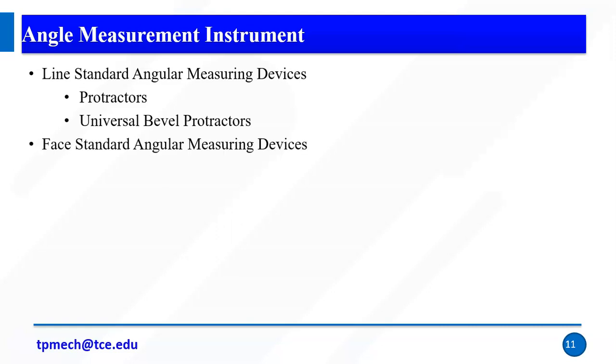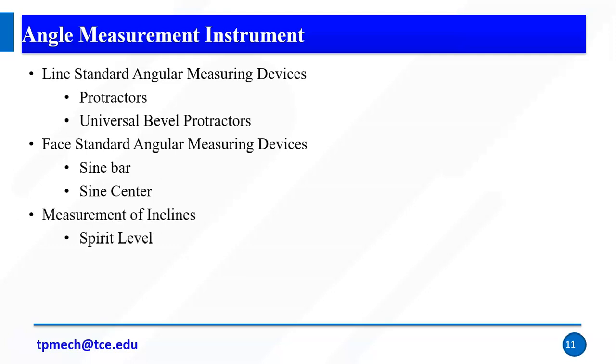The second one is phase standard angle measuring devices, where we have two examples. One is a sine bar, another one is a sine center. The third one is the measurement of inclines. So if you want to measure inclines, you can use a spirit level or clinometer. So both are used to measure inclines.